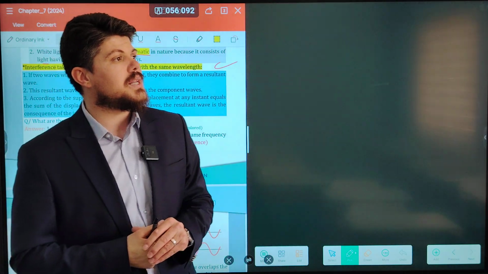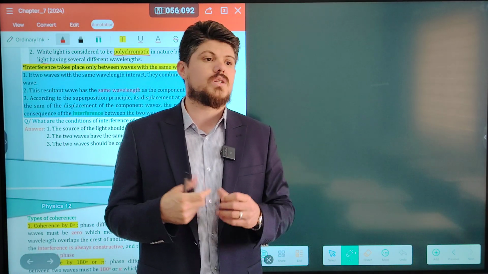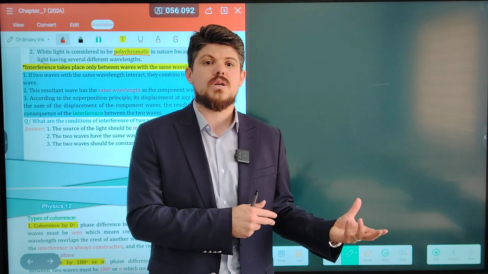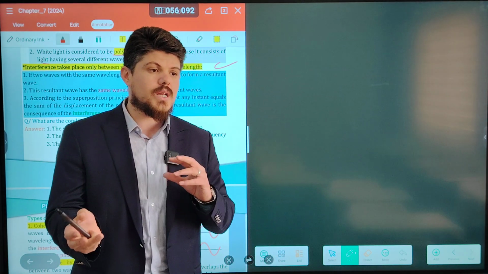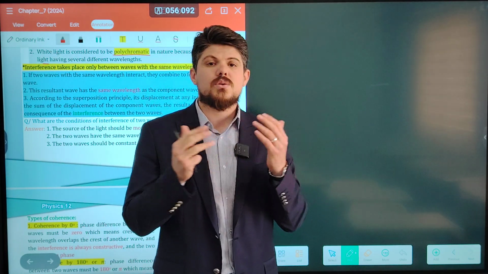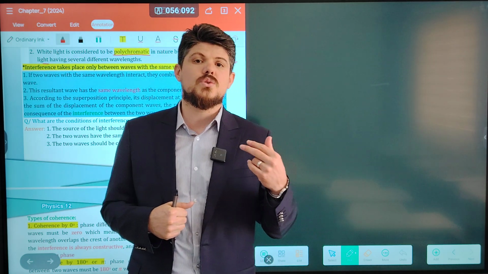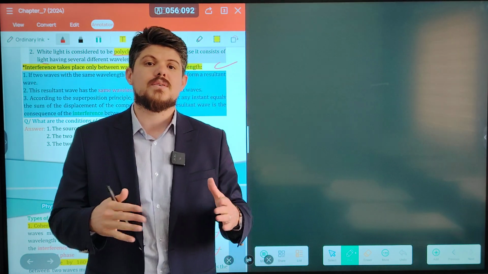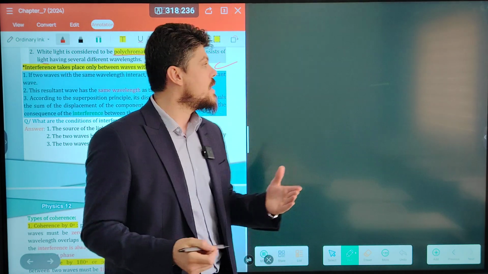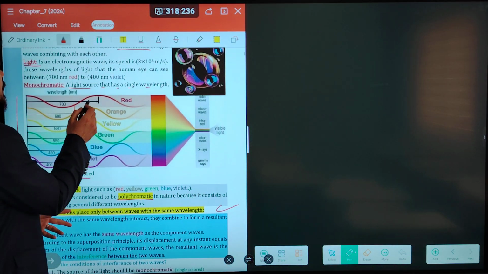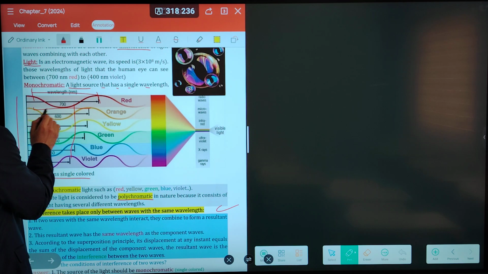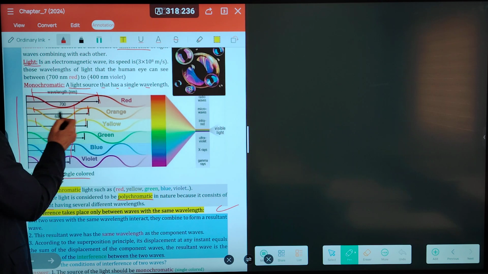How about if the two lights coming out of the double slit have different colors, green and blue? Can they interfere with each other? Does interference occur between green and blue? Absolutely not. Why? Because the two different colors don't have the same wavelength. Each color has its own wavelength. Red has the largest wavelength, from crest to crest. Orange is smaller than red, and yellow is smaller than orange.